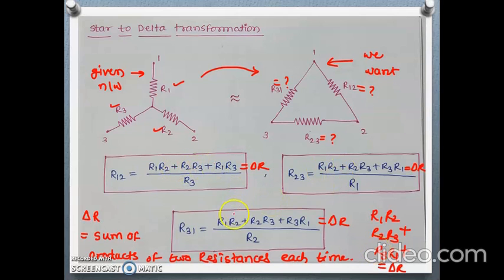Here the numerator for all the expressions is the same, and in the denominator, observe: when we want to calculate R12, the denominator is R3. That means in R12, suffixes 1 and 2 are there, 3 is missing, so it is divided by R3. In R23, 1 is missing, so it is divided by R1. In R31, 2 is missing, so divide it by R2. In this way we can remember these expressions.